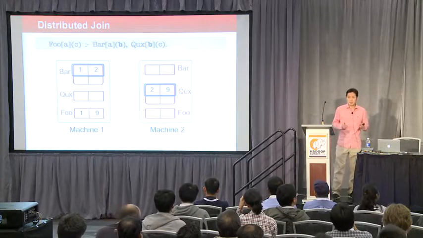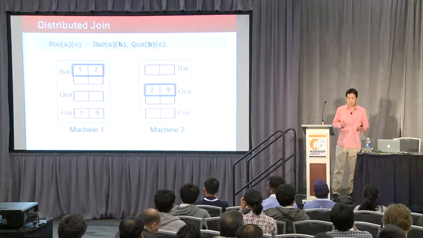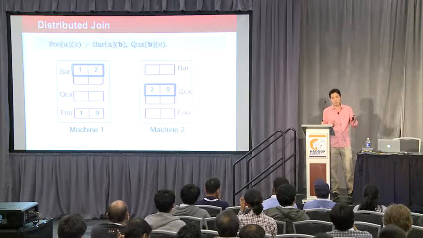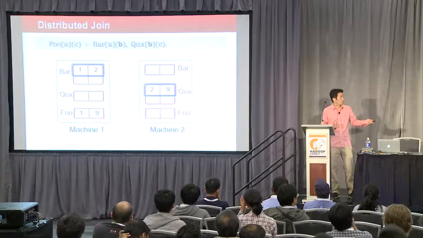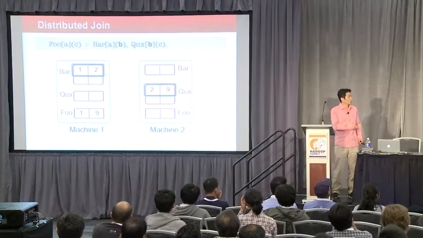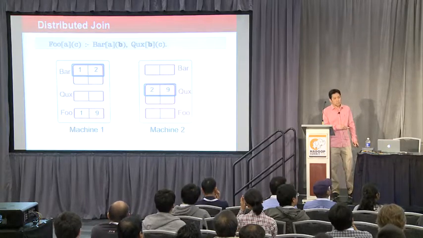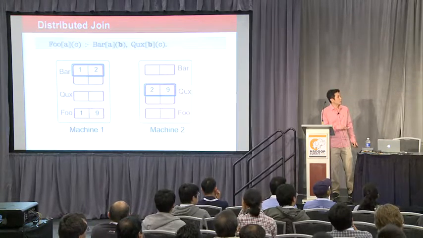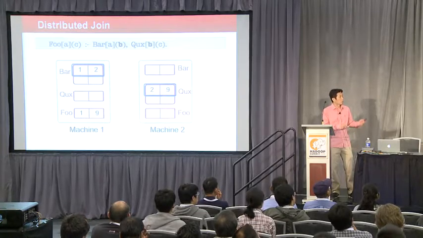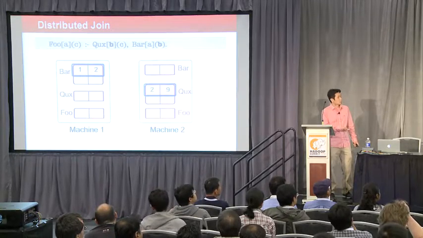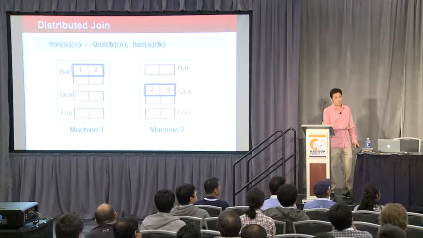Although all this communication is automatically handled by the runtime system, we make it possible for the users to control this communication pattern by the order of the tables in the rule body. So if you have the bar table first and then the quotes table, then we try to transfer the tuples in the bar table to where the matching tuples in the quotes table are stored. But if you reverse it and have the quotes table first and then the bar table, then we try to transfer the tuples in the quotes table to where the matching tuples in the bar table are.